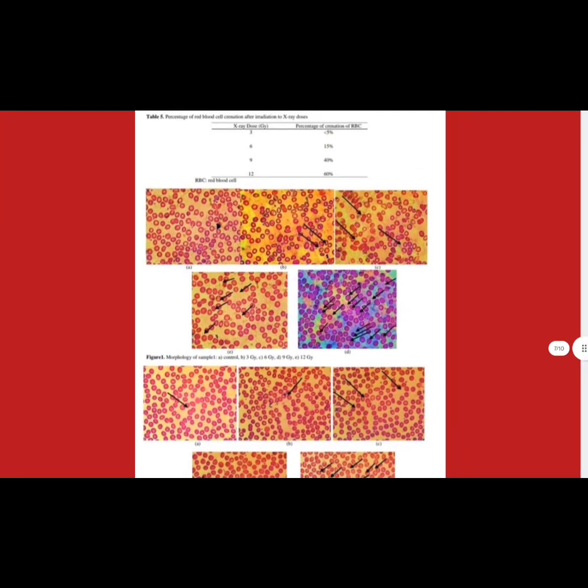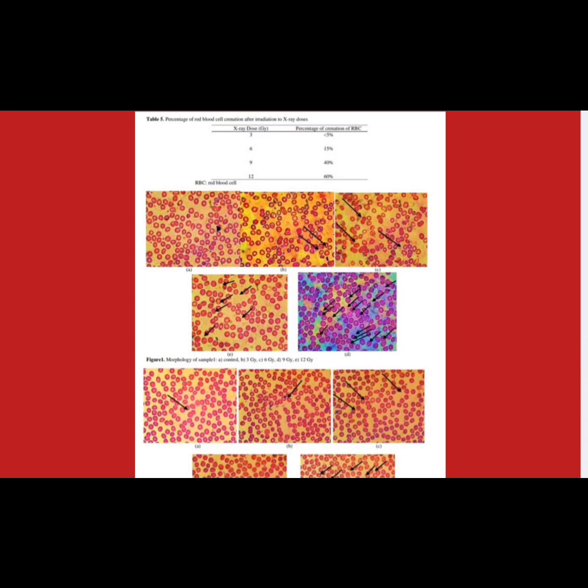Moving on to the effects on morphology. After irradiation of blood to 3, 6, 9 and 12 Gy X-ray, the percentage of RBC crenation in the control was less than 5%, as you can see clearly, and 50%, 40% and 60% respectively. Figures 1, 2, 3 and 4 represent the crenation study of the control and 4 experimental groups. The crenation analysis revealed explicit morphological changes.